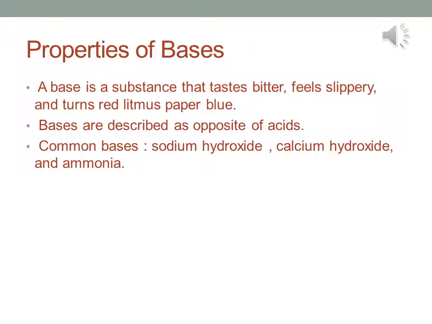The objectives of this section are to name the properties of bases and identify where acids and bases are commonly used. So what is a base? A base is a substance that tastes bitter, feels slippery, and turns red litmus paper blue. A base is described as the opposite of an acid. Common bases include sodium hydroxide, calcium hydroxide, and ammonia.